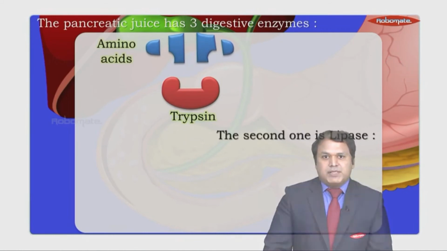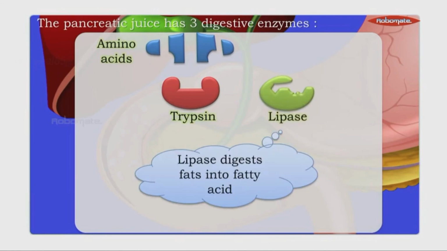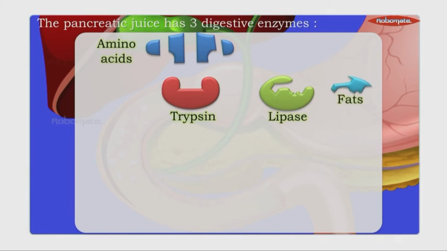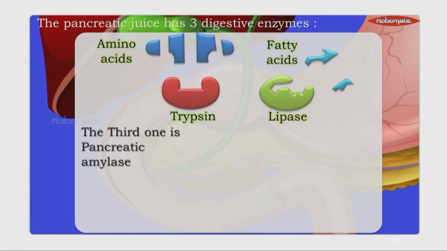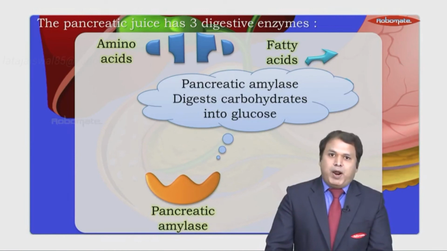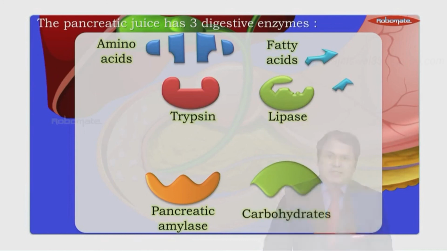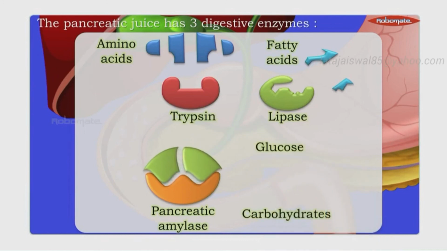The second one is an enzyme called lipase. Now lipase digests the fats into fatty acids. So whenever fats come in contact with lipase, they are digested into fatty acids. And the third enzyme is called pancreatic amylase. Now pancreatic amylase digests the carbohydrates finally into glucose. So whenever carbohydrates come in contact with pancreatic amylase, they are digested into glucose.